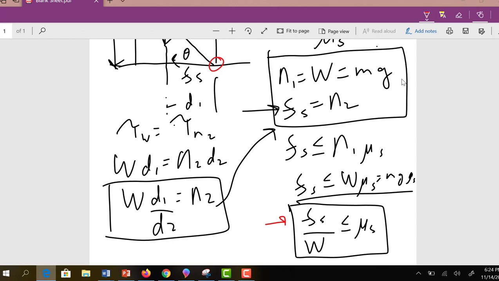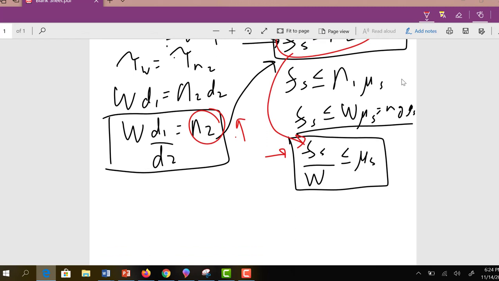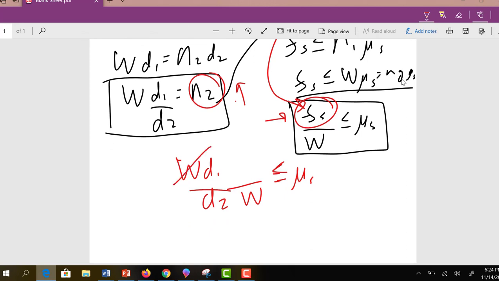So I've got a lot of pieces of information floating around, and I'm about to put them all together. Normal 2 is equal to the static frictional force, as you can see here. So let me plug that into the formula down here. Normal 2 is the weight times d1 over d2. I'm plugging that in for static friction, divided by the weight, and that turns out to be less than or equal to mu sub s. So I don't need to know the weight. The weights cancel out. So d1 over d2: mu sub s has to be bigger than d1 over d2. The minimum is when it's equal to it, and anything greater than that, we're good to go.